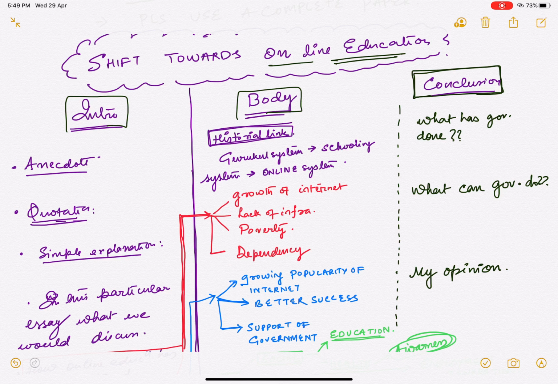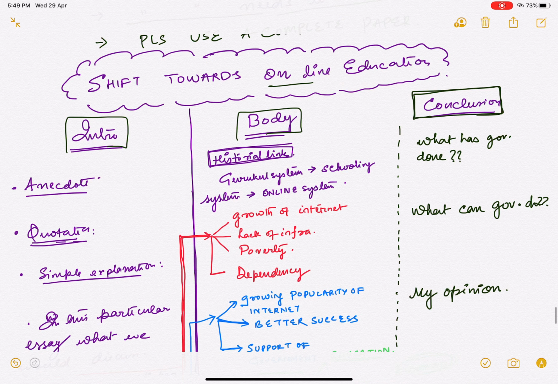Next, first of all, mark the keywords. What is the keyword over here? The keyword over here is online education and shift towards the online education. Now, basically, you need to know the definition of education. You can find it on Google and choose any definition that you like.